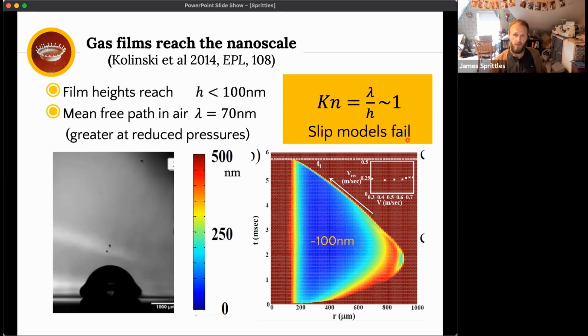What I want to convince you of today is that when we have a lubrication framework, this is actually a relatively simple thing to do. And it's only when we go outside the lubrication regime that things become a lot more difficult.